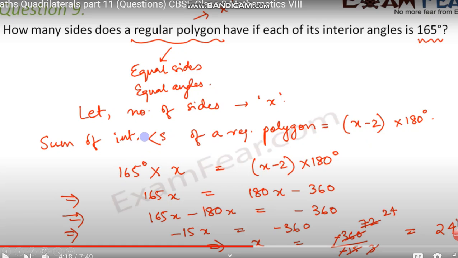Here, what is the condition given for the interior angle? 165, and the number of sides will be x. So 165 into x is equal to (x minus 2) into 180 degrees. 165 into x is 165x. 180 into x is 180x, minus 2 into 180 is 360. Now 165x on the left-hand side: 180x minus 360.